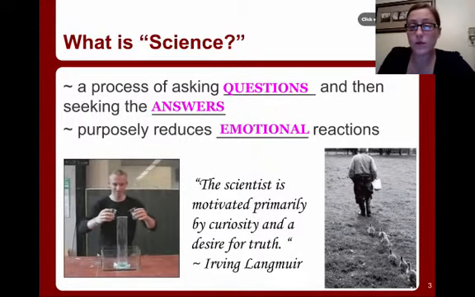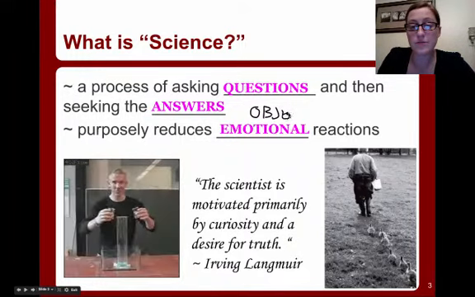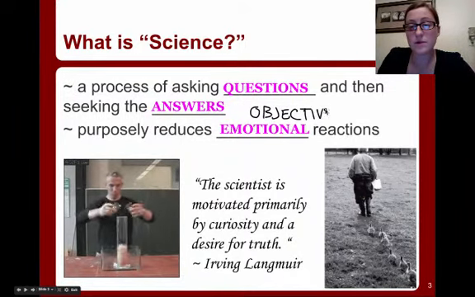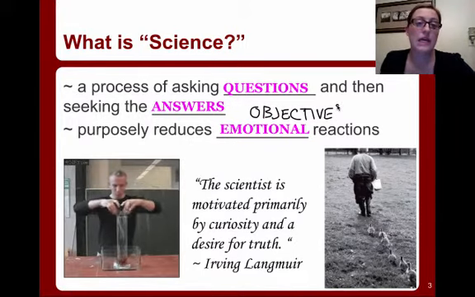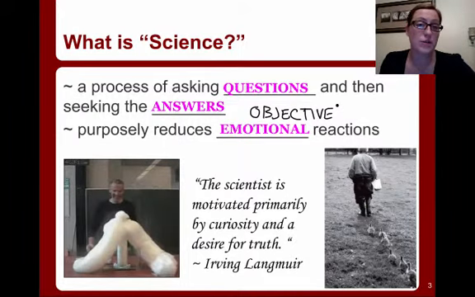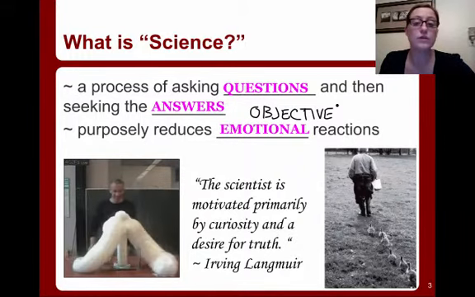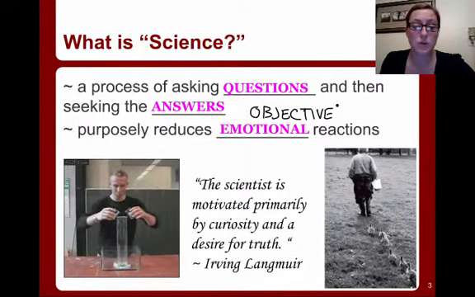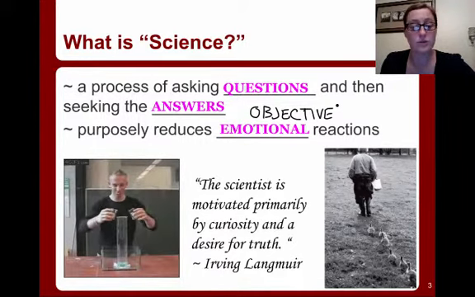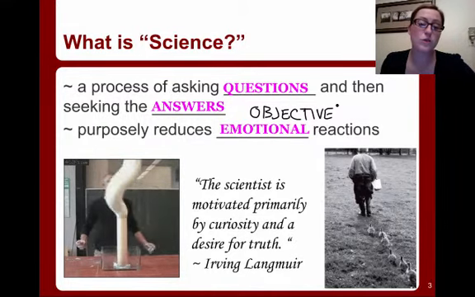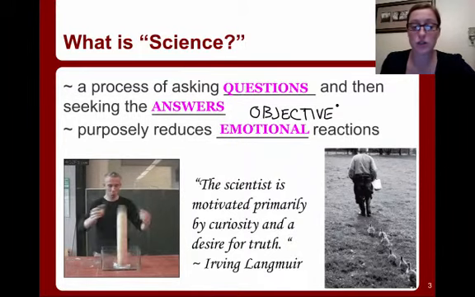In other words, what we want to do is we want to keep our science pursuits objective. And that sort of means without a bias or without an opinion. If the goal of science is to seek the truth, then the truth cannot be persuaded in any sort of way. So it's very important. And just a neat quote here, the scientist is motivated primarily by curiosity and a desire for truth. Again, reinforcing asking those questions and seeking the truth to whatever those questions are.